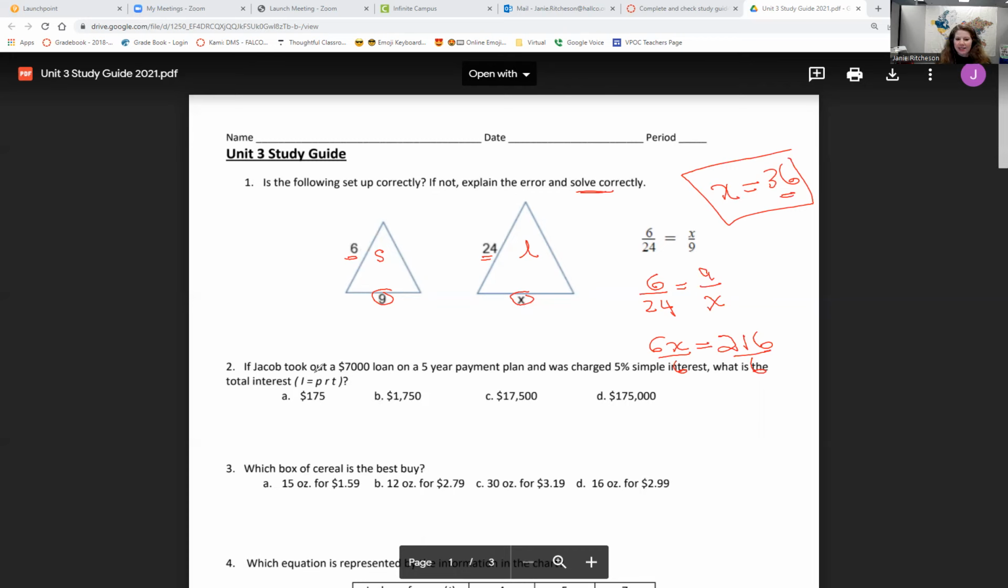Number 2, if Jacob took out a $7,000 loan on a 5-year payment and was charged 5% simple interest, what was the total interest? Well, we're going to use our I equals PRT. So our principal is 7,000 times our rate as a decimal, 0.05, and our time is 5 years. So we simply throw that all into our calculator. 7,000 times 0.05 times 5, and I got 1,750. Make sure you turn that percent into a decimal. All righty, I'm going to clear all that and move up.